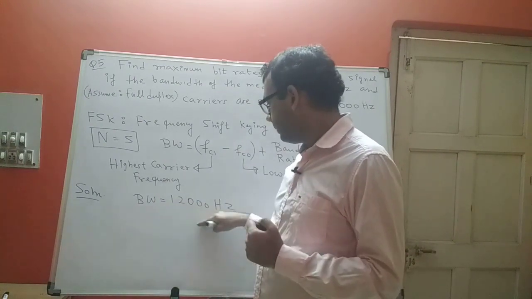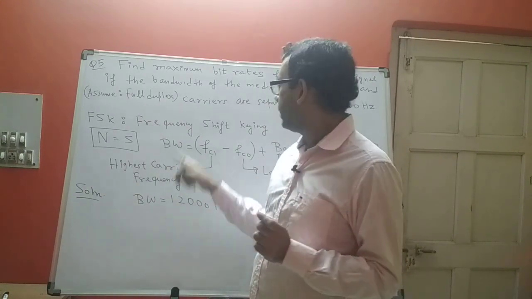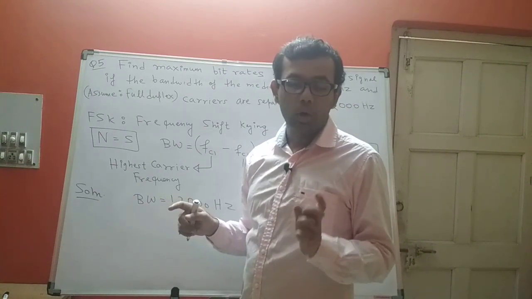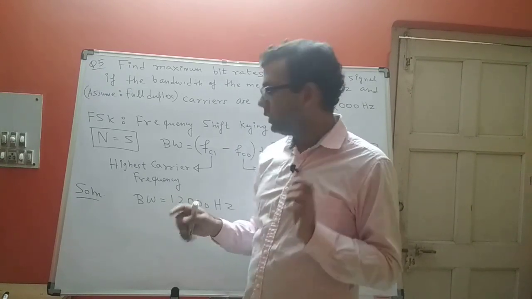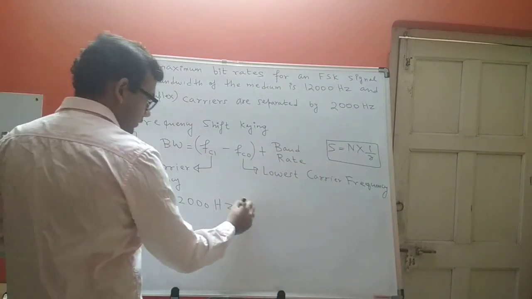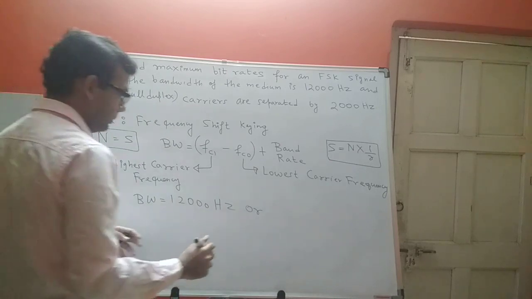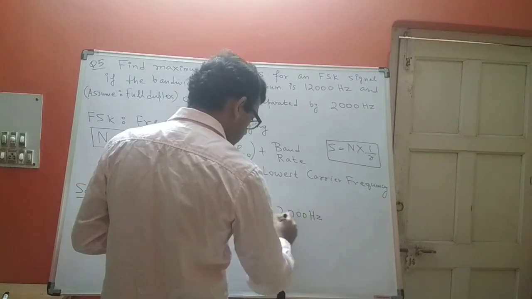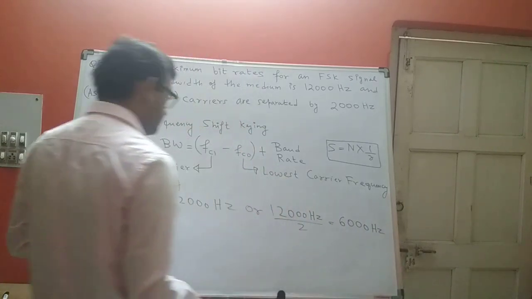So since this is the total bandwidth and the transmission mode is full duplex, in order to calculate the bit rate, you need to consider the transmission bandwidth or the medium bandwidth for one end only. And in order to find the medium bandwidth for one end only, you need to take your bandwidth and divide it by 2. So here, in order to get the maximum bit rate for an FSK signal, and since the transmission is full duplex, I will take this number 12,000 hertz and divide it by 2 and I'll get 6,000 hertz. So 6,000 hertz is my bandwidth.